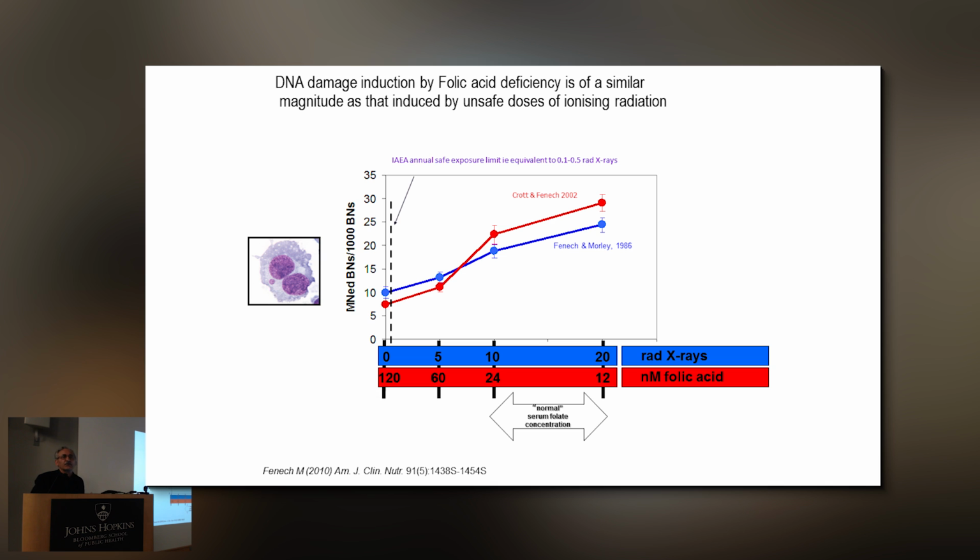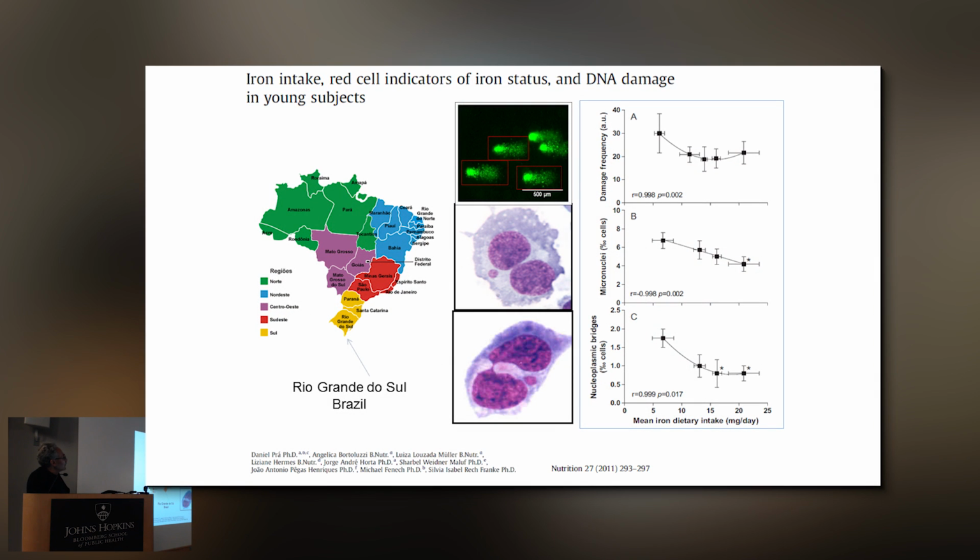If we used the same rationale that we use for radiation, it would be illegal to have people running around with 12 nanomolar folate, right? It's DNA damage, the same type of damage at the chromosomal level. The problem is this is not occurring just because of one micronutrient. This kind of damage is occurring over a range of micronutrients, and we're only looking at one. So what other micronutrients affect the DNA damage rate for micronuclei, nucleoplasmic bridges?